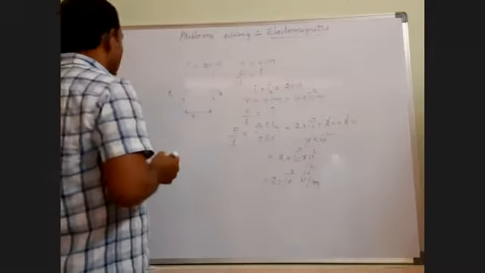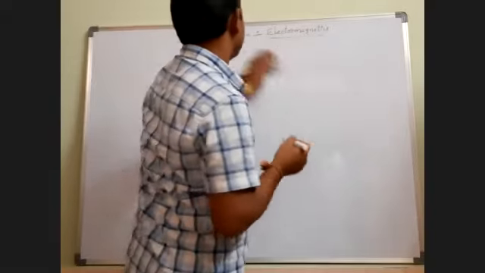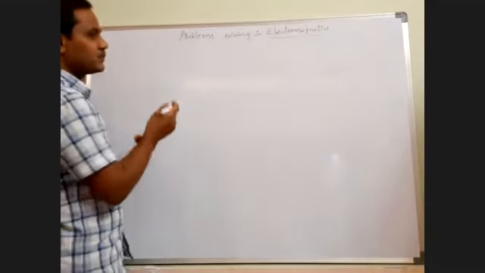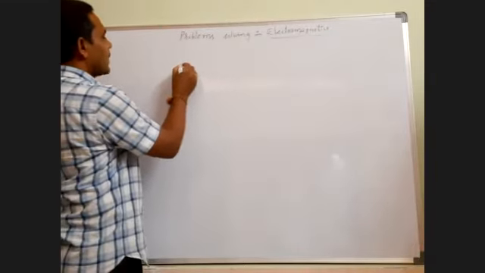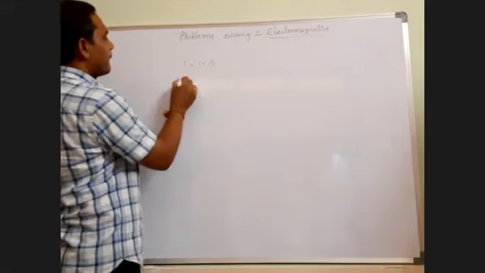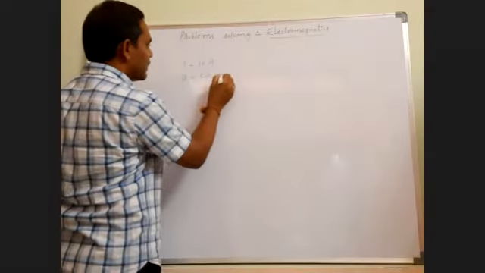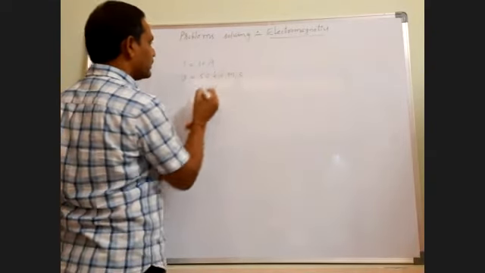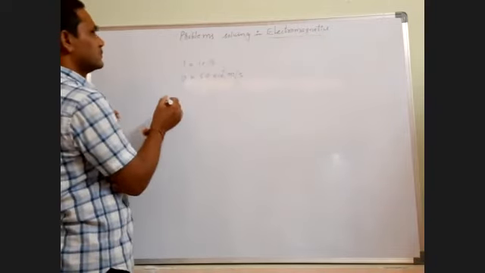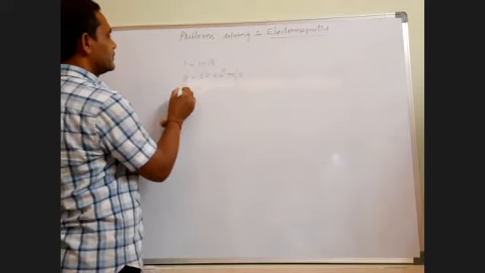Okay, so the next question is, wait. Yes, read the problem. A long straight wire carries a current of 10 amperes. An electron travels with a velocity of 5.0 into 10 power 6 meter per second, parallel to the wire, 0.1 meter from it, and in a direction opposite to the current. What force does the magnetic field of the current exert on the electron?